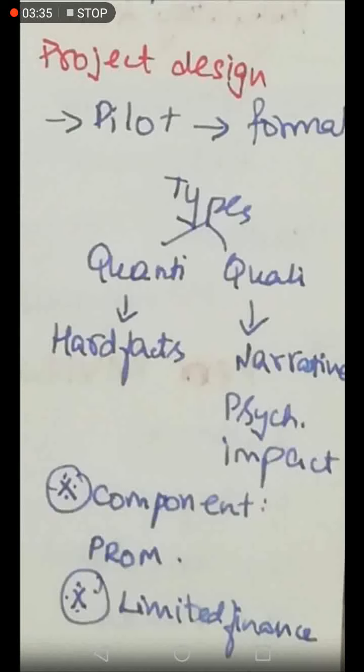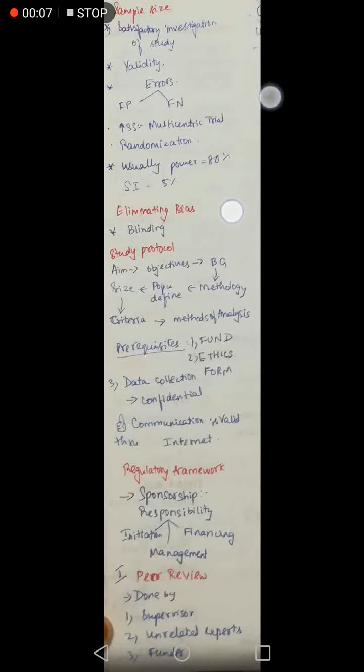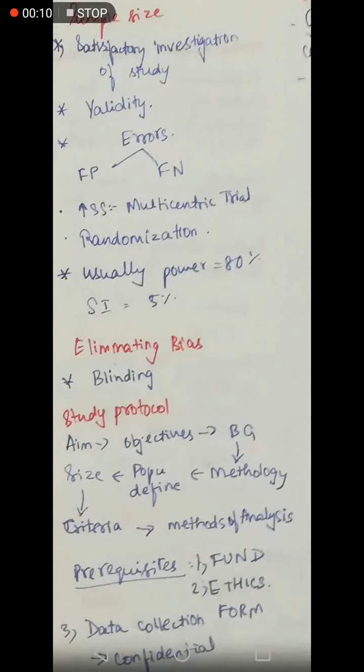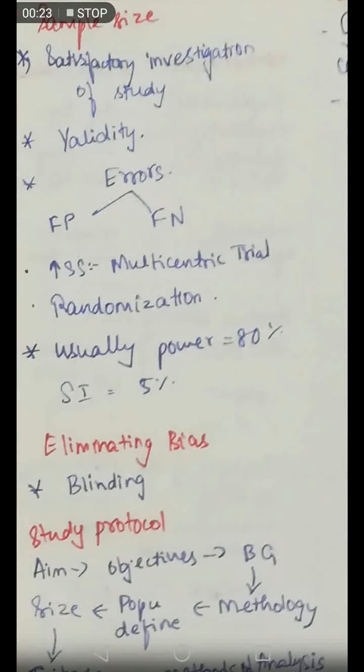The important component of it is PROM, and another important thing which we need to focus on is finance. Finance is very much limited. PROM stands for patient reported outcome measures. And then comes the sample size. Sample size is very important because the number of patients included in the study suggests the validity of the study. So if the sample size is inadequate, the study itself is considered invalid.